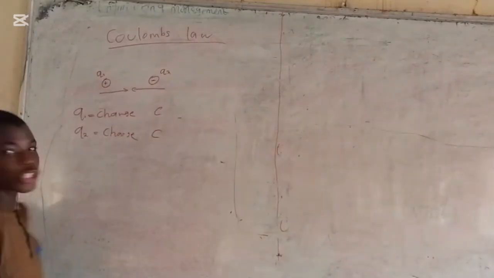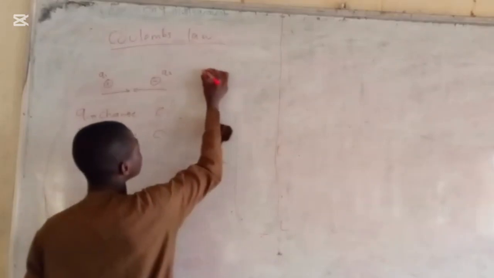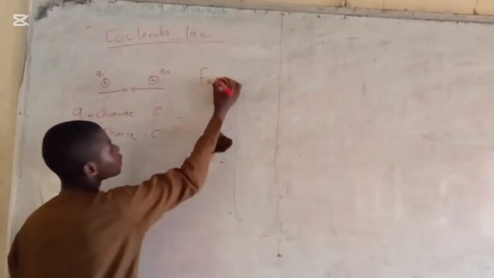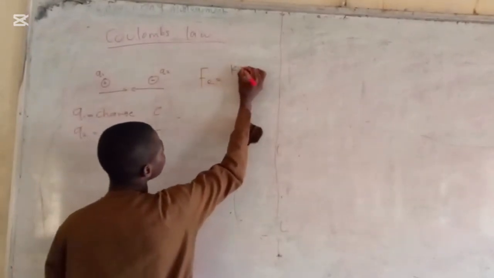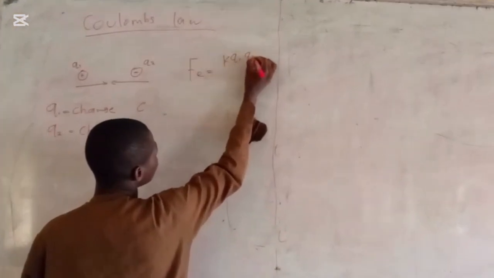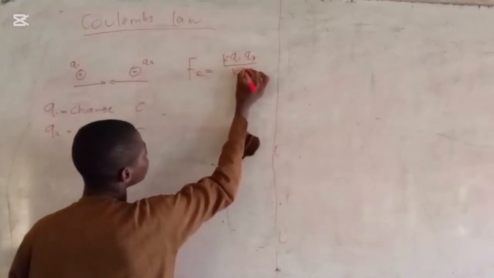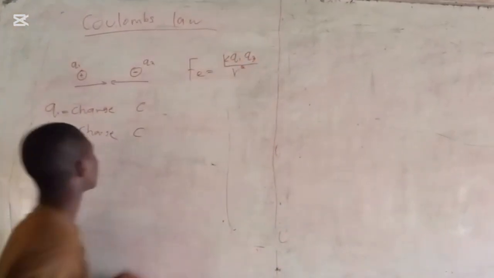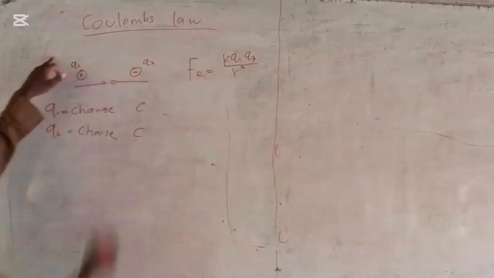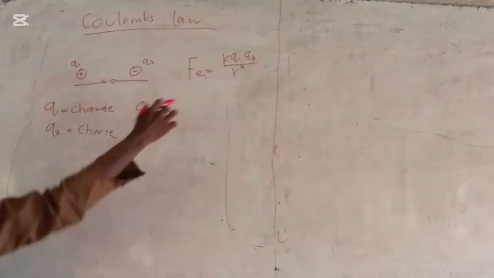And the mathematical equation for Coulomb's law is: the electric force is equal to K times charge 1 and charge 2, divided by the distance r squared. This is the exact explanation of Coulomb's law.